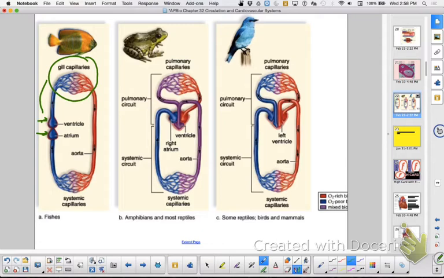Come back to me. When you look at the amphibians and most reptiles, I say it's a step up from the fish. Because in fish, blood leaves the gills, gets no pump, and then goes out to the rest of the body and comes back. So this isn't very efficient, but what is a fish doing? It's swimming, it just keeps swimming. So it works for them. But now these animals are on land. How is this a step up?